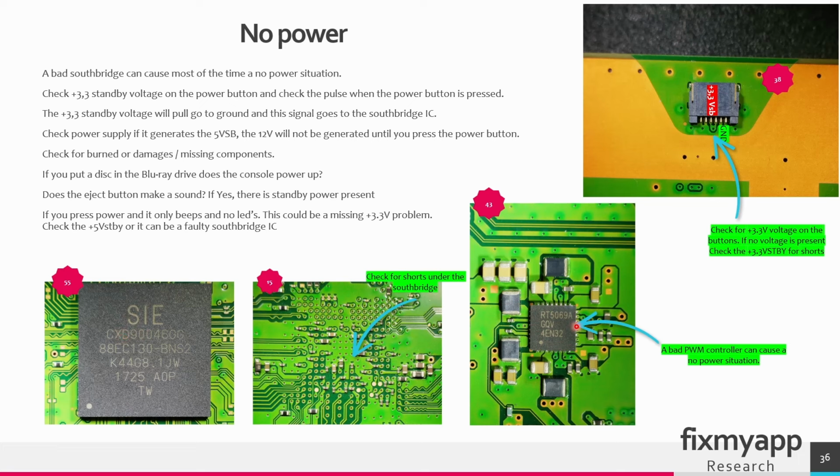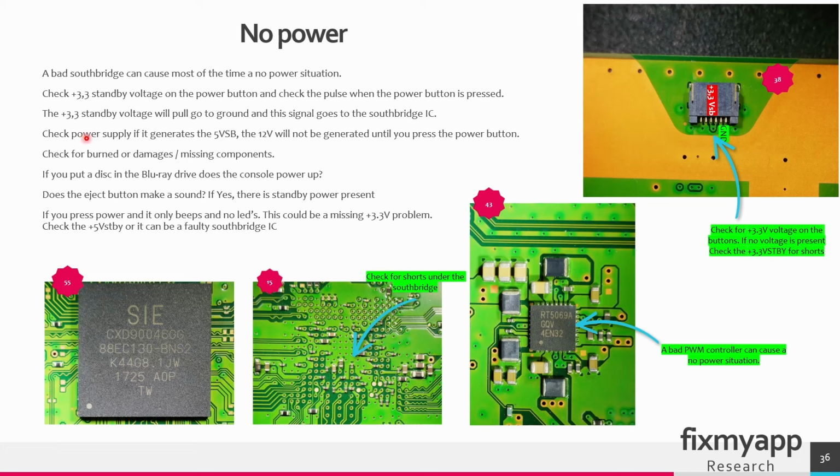If these voltages are not okay, the Southbridge will not operate, and when you press the power button nothing will happen. So always check if the 3.3 standby voltage is present at this power button connector. The ribbon cable from the console where the power button is located comes into this connector. This voltage is needed to send a pulse back to the Southbridge to indicate that the power button is pressed. If this voltage is not present, you have to troubleshoot why it is missing.